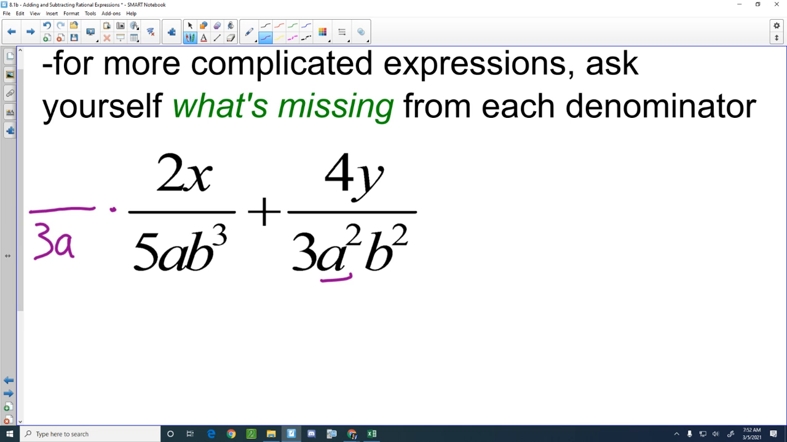But just like our regular fractions with just numbers, if I multiply the denominator by 3a, we have to multiply the numerator by 3a as well. And now before I actually multiply those together, let's go to the right side and take a look at that second fraction and make sure that we can get it to match up with the same denominator as well.